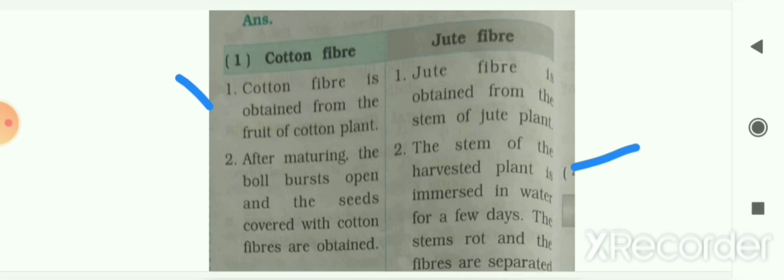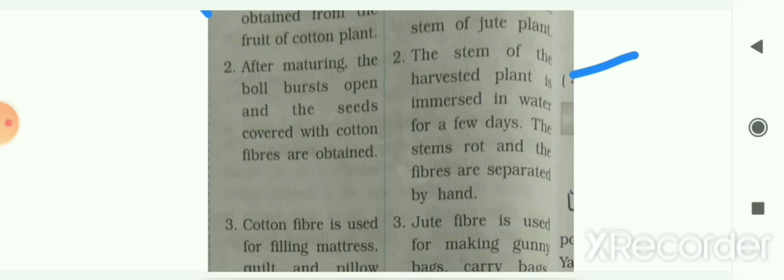The next point is, after maturing, the boll bursts open and the seeds covered with cotton fibers are obtained, whereas in jute, the stem of the harvested plant is immersed in water for a few days, the stems rot and the fibers are separated by hand. Cotton fiber is used for filling mattresses, quilts and pillows and making cotton cloth, whereas jute fiber is used for making gunny bags, carry bags, ropes, mats and doormats. So these are the differences between cotton fiber and jute fiber.